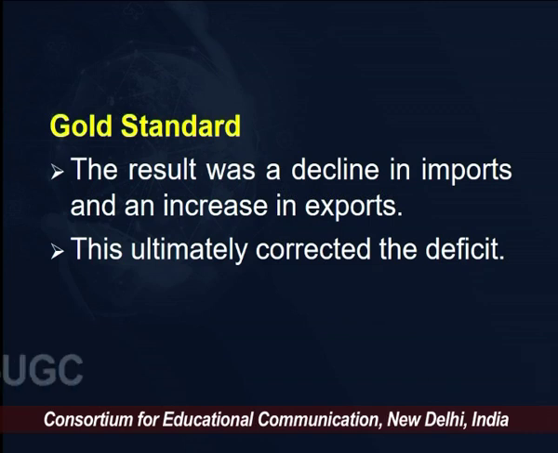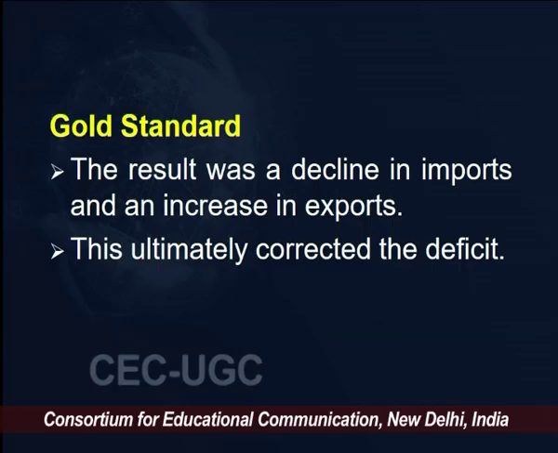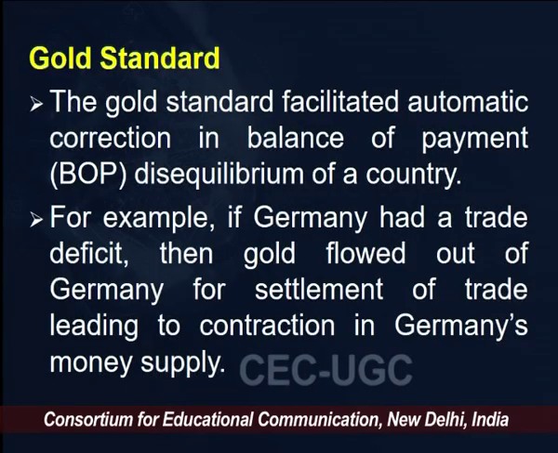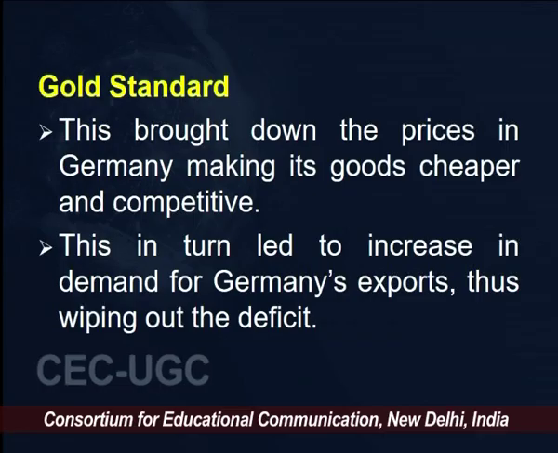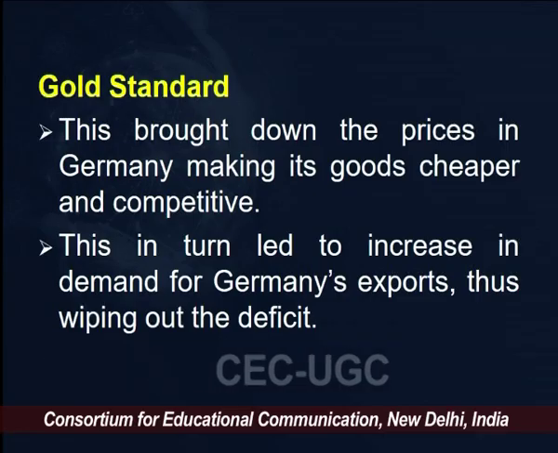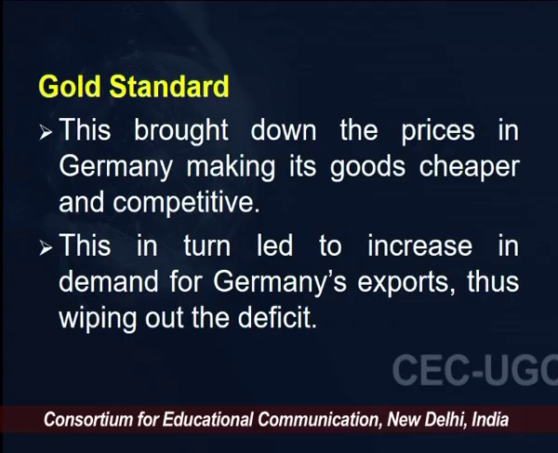Now, in a surplus situation, the reverse will be the case. So, the gold standard facilitated automatic correction in balance of payment disequilibrium of a country. For example, if Germany had a trade deficit, then gold flowed out of Germany for settlement of trade, leading to contraction of Germany's money supply. This brought down the prices in Germany, making its goods cheaper and competitive. This in turn led to an increase in the demand for Germany's exports, thus wiping out the deficit.